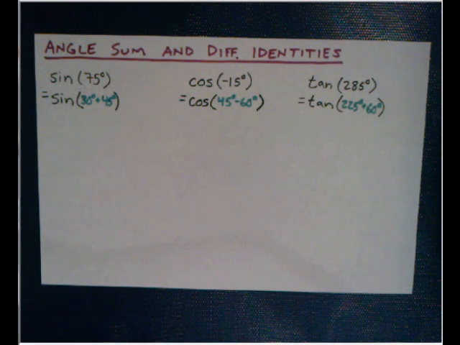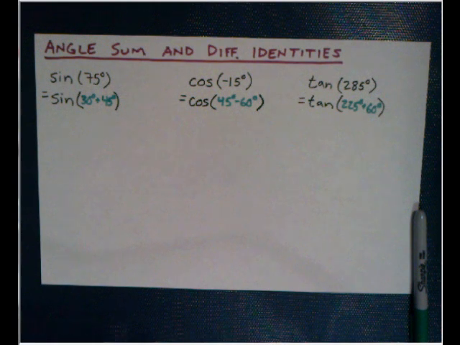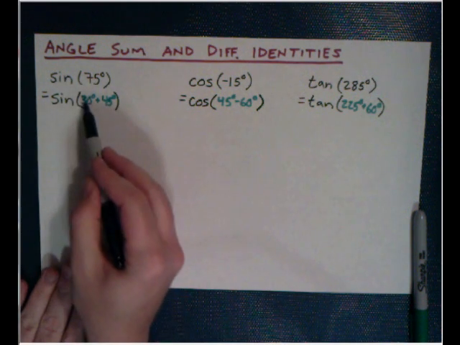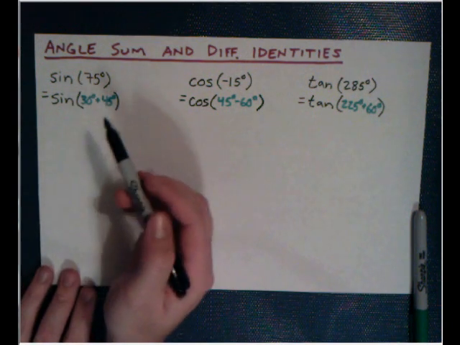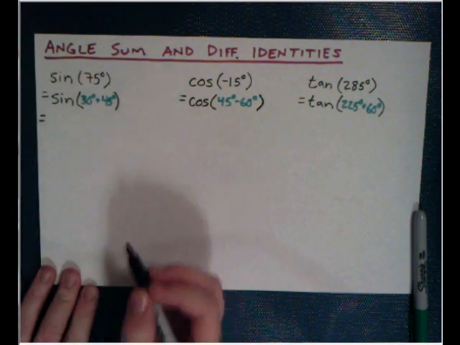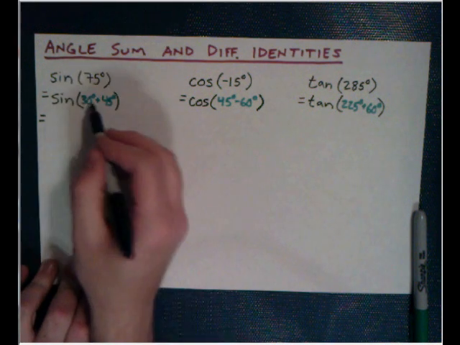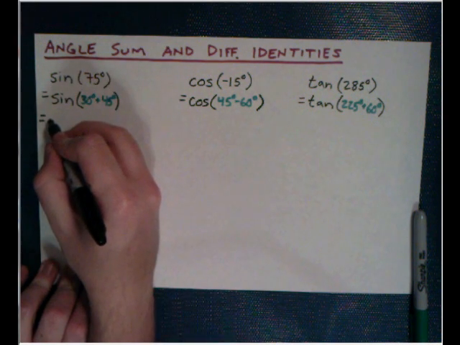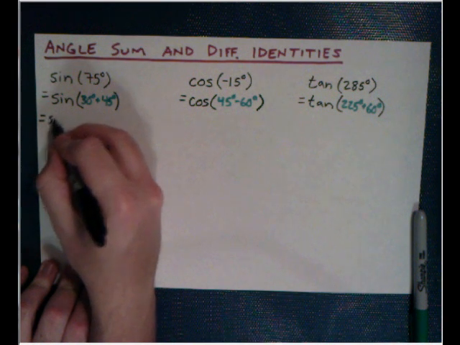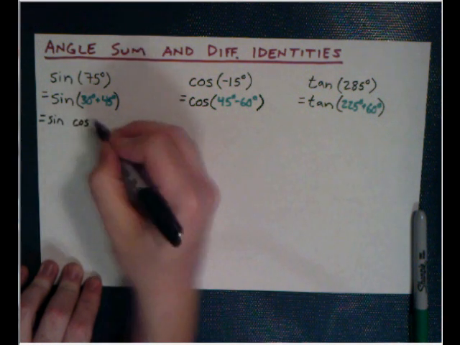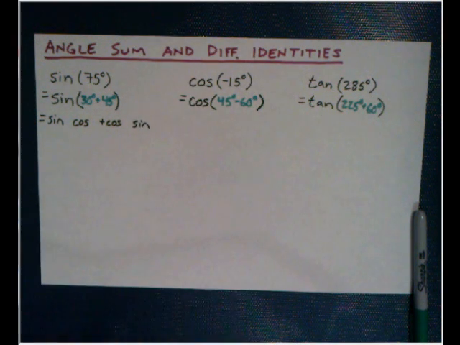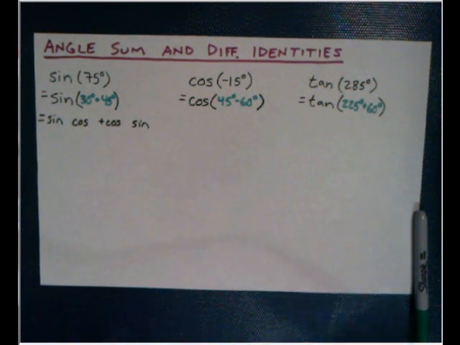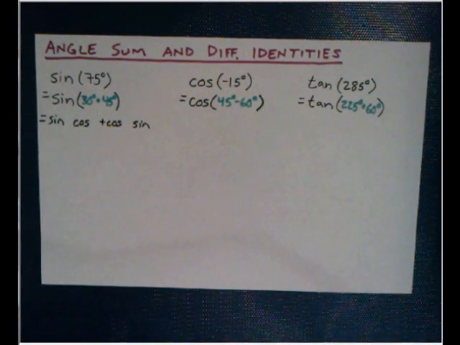So first, what we need to do is figure out which identity we're going to use and then start looking at it. Right here, I've got the sine of some angle plus another angle. So I automatically know, since it's sine, that I need to use the sine shuffle. So I can start by filling in the individual pieces. Sine of an angle plus an angle is sine shuffle. It's sine, cosine, cosine, sine. So once again, that's sine, cosine, cosine, sine.